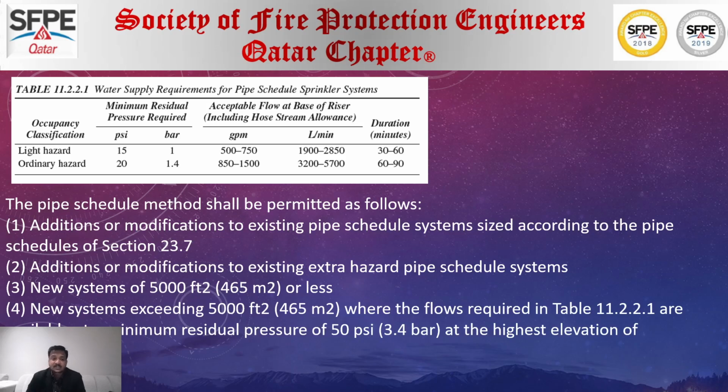And there are some restrictions mentioned in using the pipe schedules. One of the major restrictions is you cannot use the pipe schedule methodology for a building which is bigger than 5,000 square feet.